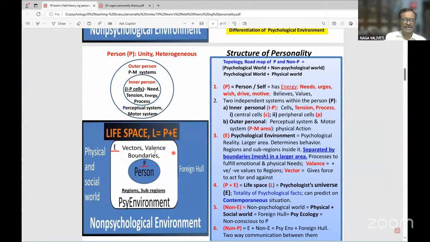This is P. E and Hull are non-self. The psychological environment is E plus P. The psychological field, the psychological universe, or life space is nothing but E plus P. Non-P is other than P. These two are non-self or non-person.